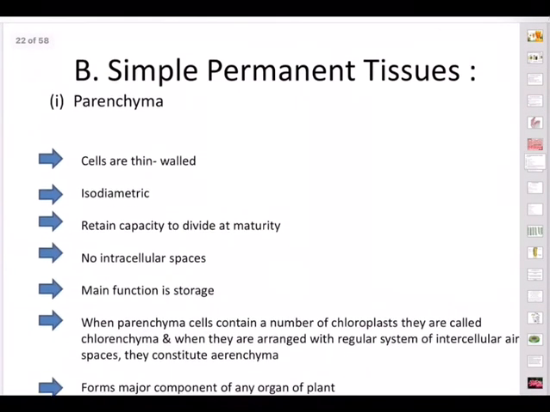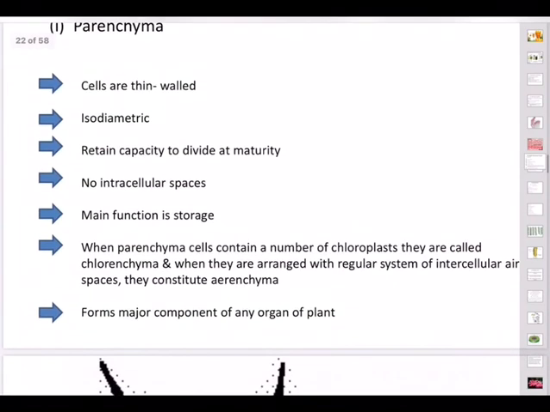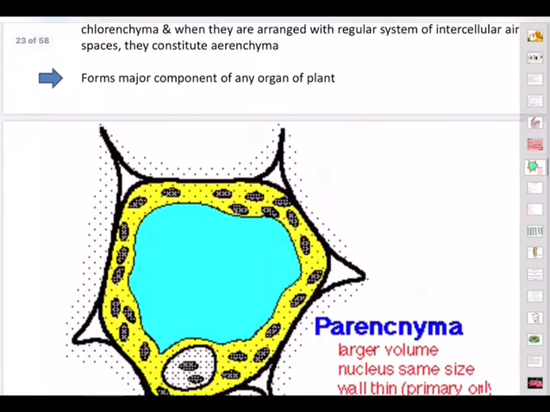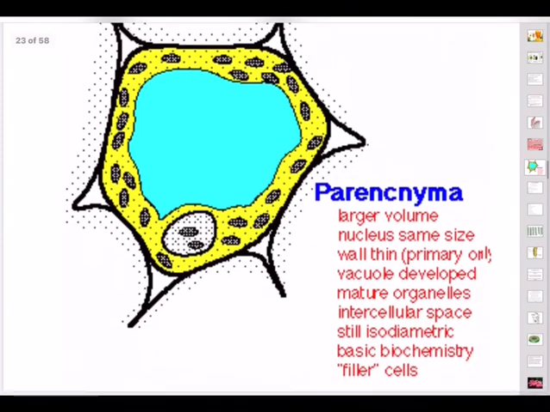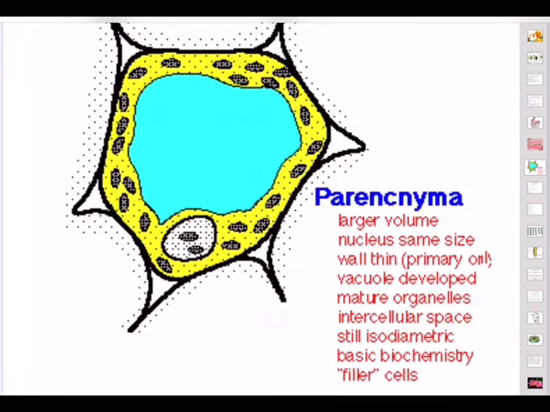Let's see parenchyma. The parenchyma is thin-walled, isodiametric, and retains the capacity to divide at maturity. There is little intercellular space. Main function is storage. It stores food. When parenchyma has chlorophyll, it is called chlorenchyma. It makes the plant undergo photosynthesis and forms a major component of any organ. Intercellular spaces will be there, okay? And you can see this is the cell, a typical parenchymatous cell.